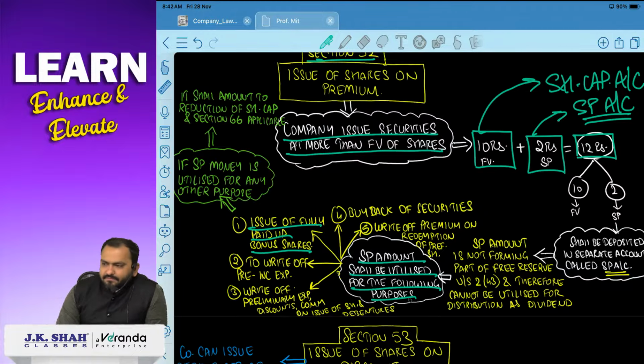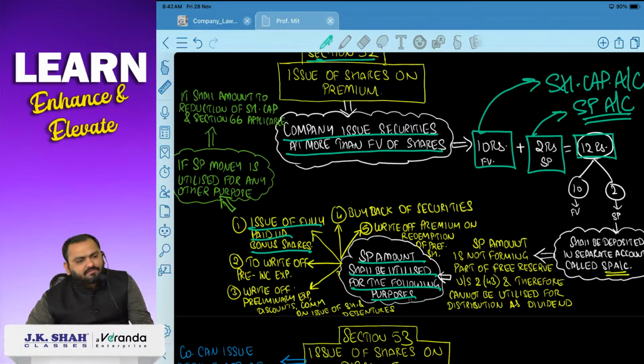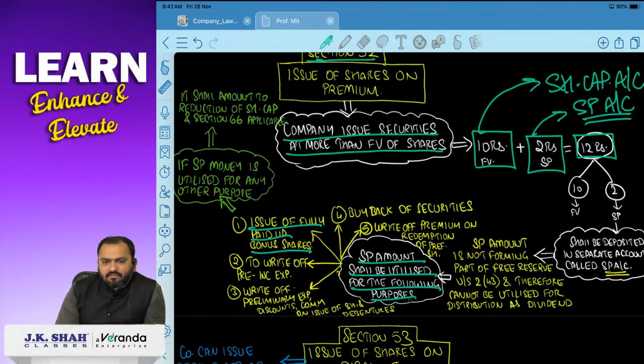What do you think? Obviously, will the number of shares increase? Number of shares allotted will increase or it will not increase? Earlier, the company had issued 1 lakh shares. Now the company has given 10,000 bonus shares also. So what is the number of shares in the market? 1 lakh 10,000.